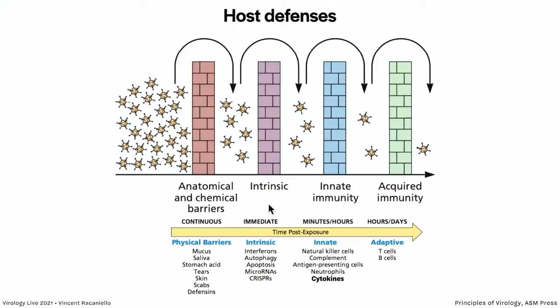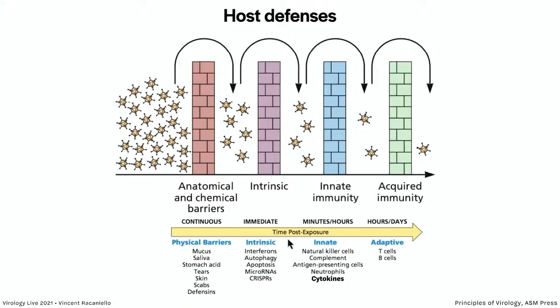And then they encounter intrinsic defenses right here. And we're going to be talking about those today. Those are immediately active, and they include interferons, autophagy, apoptosis, microRNAs, and CRISPR. We'll talk about those today.